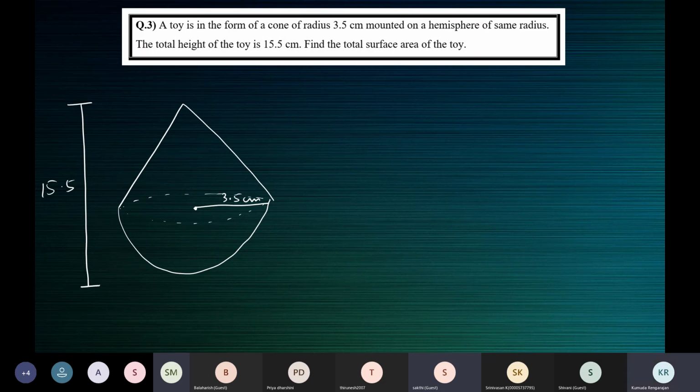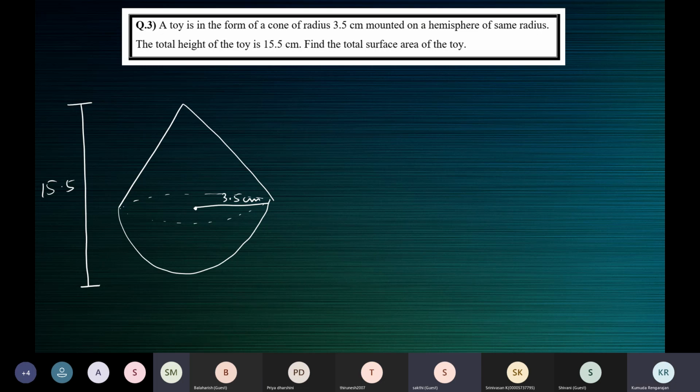So now, what are the two solids here? Cone and hemisphere. Now for the cone, what values do you need? Slant height and radius. What's the radius of the cone? 3.5. What is the perpendicular height of the cone? 12 centimeters.